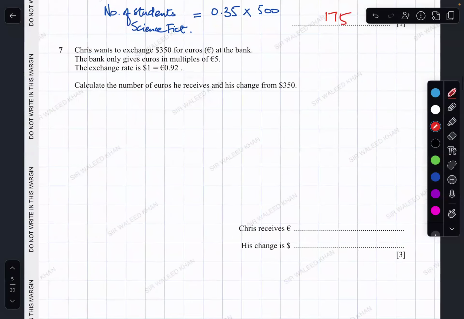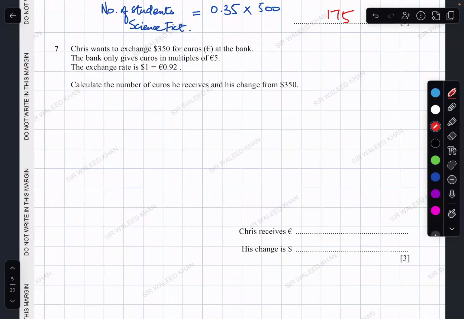Chris wants to exchange this much for euros at a bank. The bank only gives euros in multiples of 5. Multiples of 5, so underline it. If you underline the important information, you can always focus on that. The exchange rate is $1 to 0.92. So calculate the number of euros he received and his change from $350. For this, we have to see the exchange rate given is $1 to 0.92 euros.